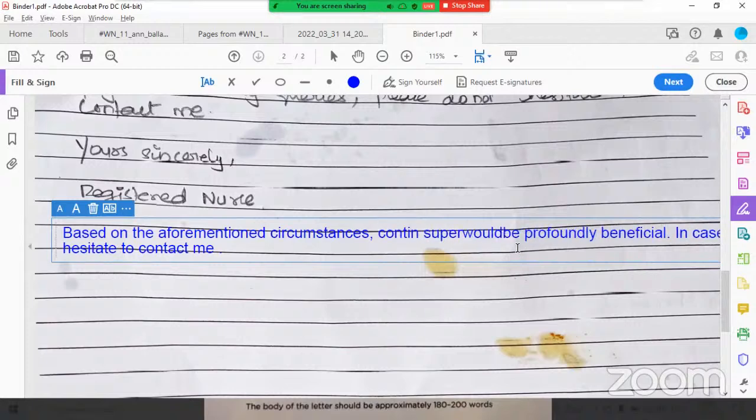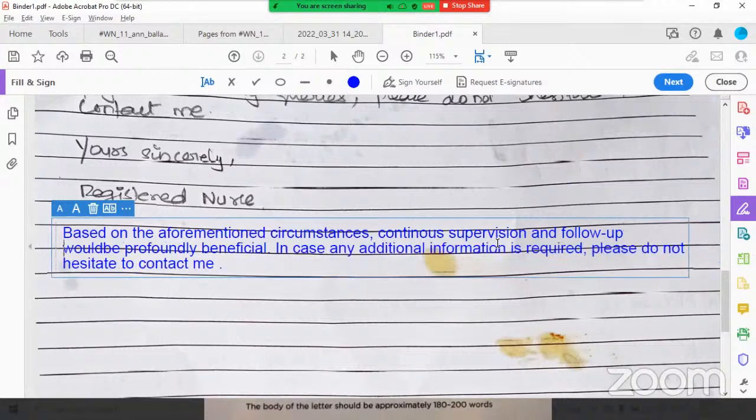Continuous supervision or observation and follow up would be profoundly beneficial. In case any additional information is required, please do not hesitate to contact me.